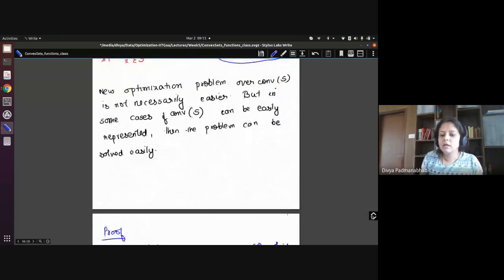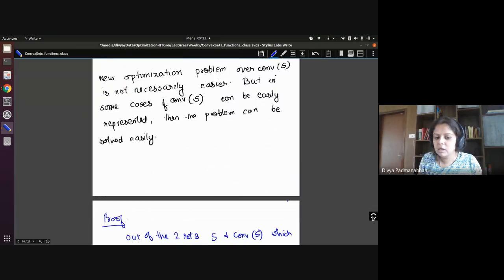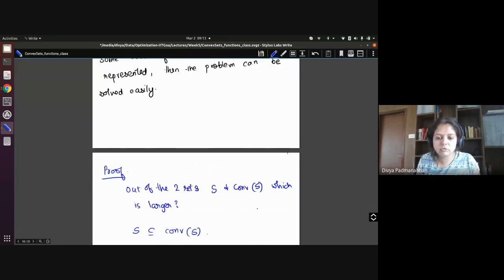Let's see a small, simple proof of this. Of the two sets, S and the convex hull of S, which is the larger set? Of course, the answer is already there. The larger set is the convex hull of S, because it's the smallest convex set which contains S. So S is a subset of this convex hull.